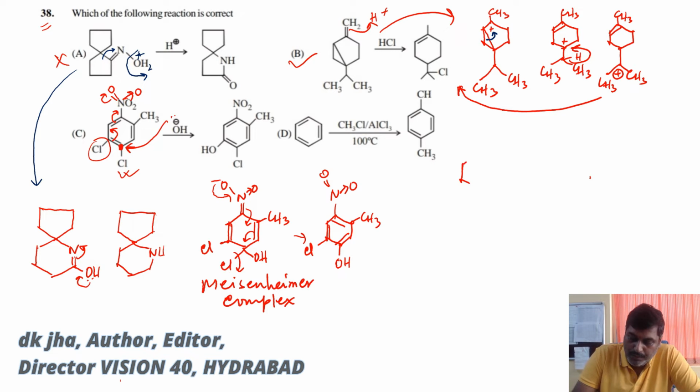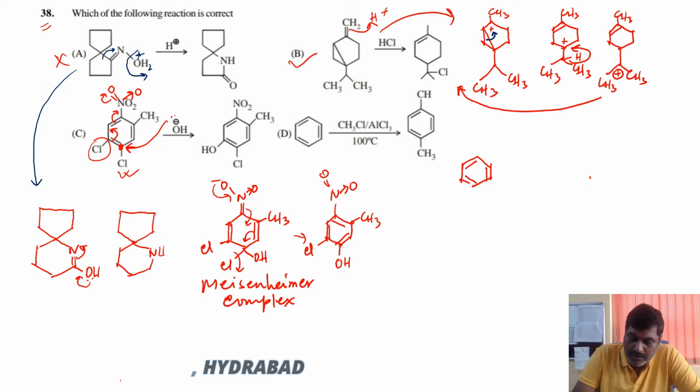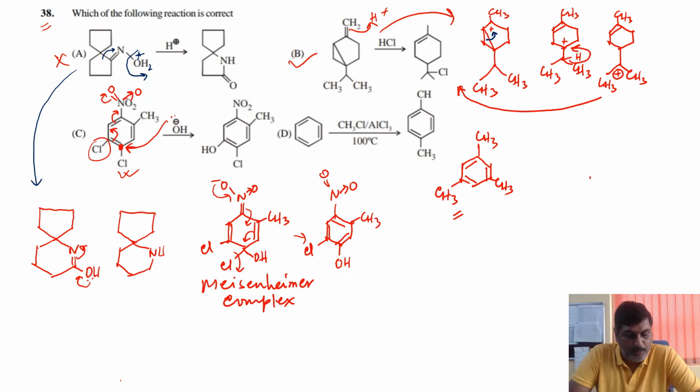So you understand that at higher temperature this is not the product. This is the mesitylene, and this is the final product. So this is question number 38, and for this one, B is correct, right? Move to the next question.